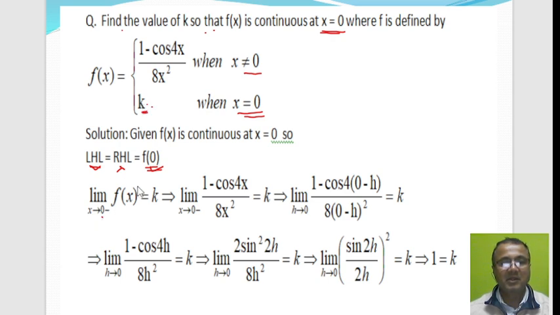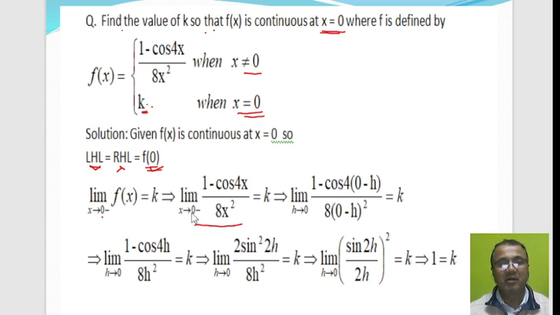Now you have to evaluate this left hand limit. x tends to 0 minus means less than 0, which is not equal to 0, so we use 1 minus cos 4x by 8x². We replace f(x) by (1 - cos 4x) / 8x², and that must be equal to k. Now we have to evaluate this limit by changing to h tends to 0.